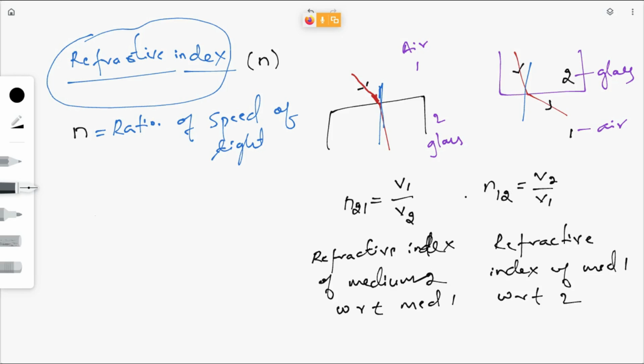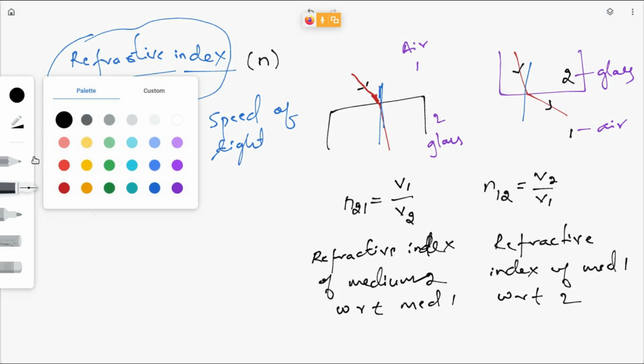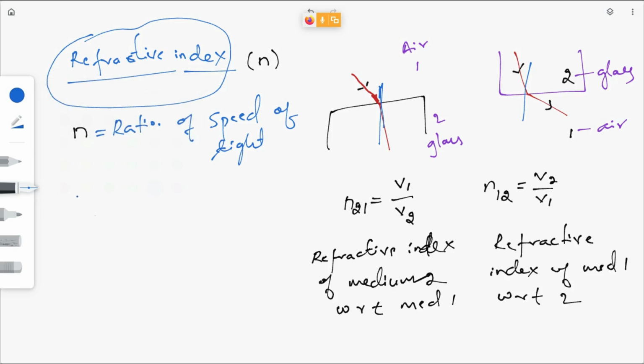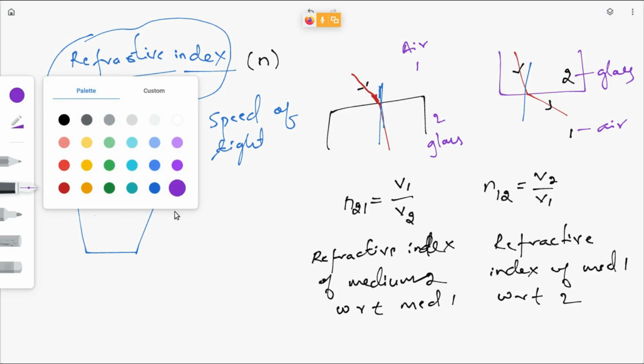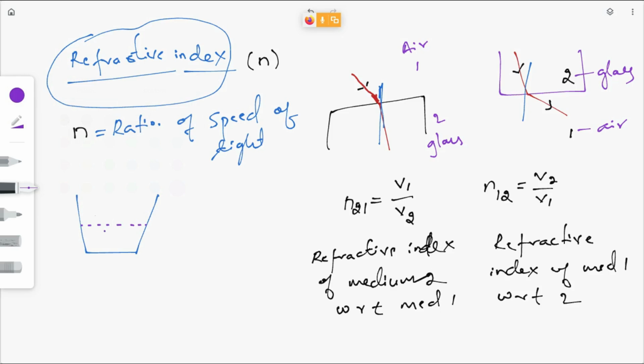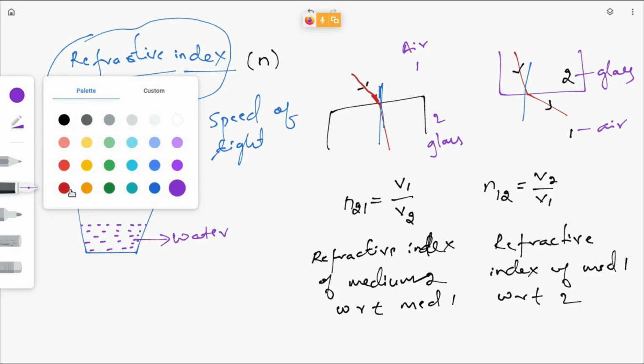So always this bending of the light ray depends on the pair of media. For example, take a container and put two different liquids in this. Let me put two different liquids. So this is water and oil. Let me take one more.